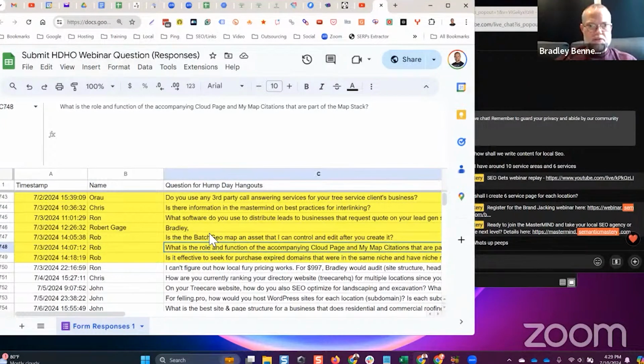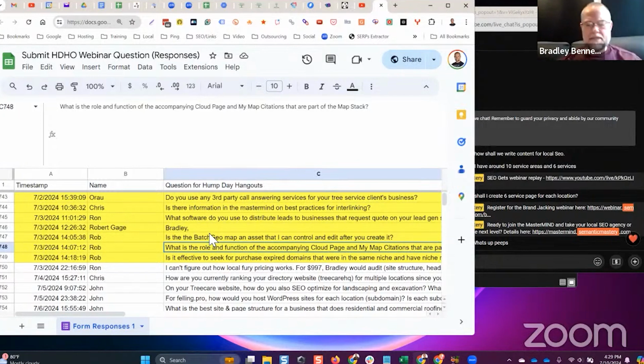Another one for Rob. What is the role and function of the accompanying cloud page and my map citations that are part of the map stack? It's a good question. The cloud page, I'm not real sure why my vendor provides that. I've never even asked them, to be honest with you, but it's a cloud page, so why not use it, right? It's another link building target.